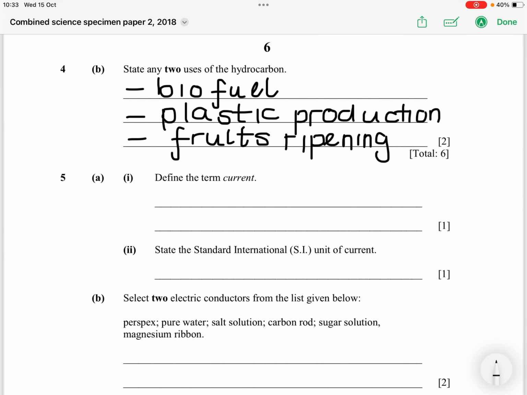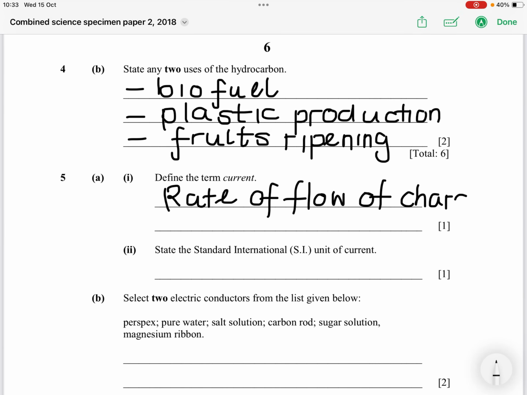And then on number 5, define the term current. So current, it is the rate of flow of charged particles such as electrons or ions in a conductor or space. So we are saying current is the rate of flow of charged particles in a conductor.